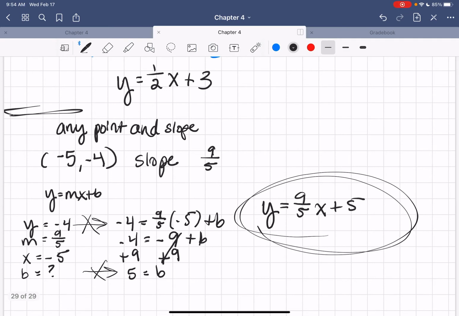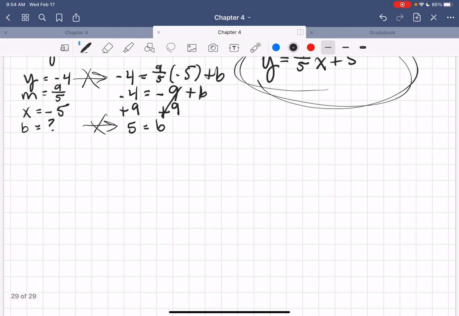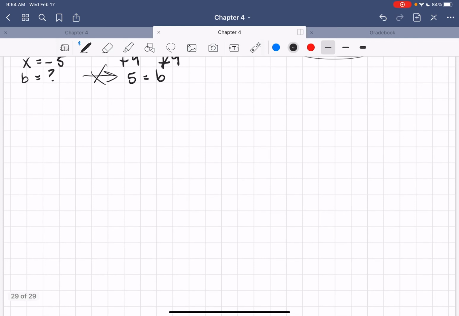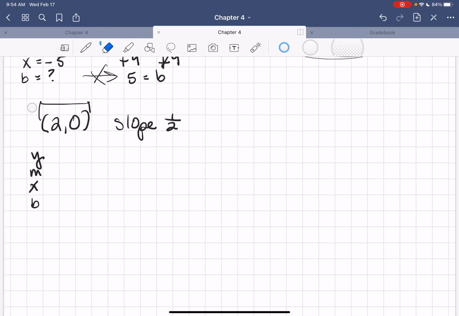Again, I think that we are pretty good on these. I'll do one more really fast. So let's say we have the point 2, 0 and a slope of 1/2. So for this one, y, m, x, and b, you might think to yourself here, oh, I have my y-intercept. Well, no, you don't, because this is actually the x-intercept. So whenever you think that you can skip around, please, please, please consider just doing it the long way anyway, because you don't want to make that mistake. It's gonna be a bummer.